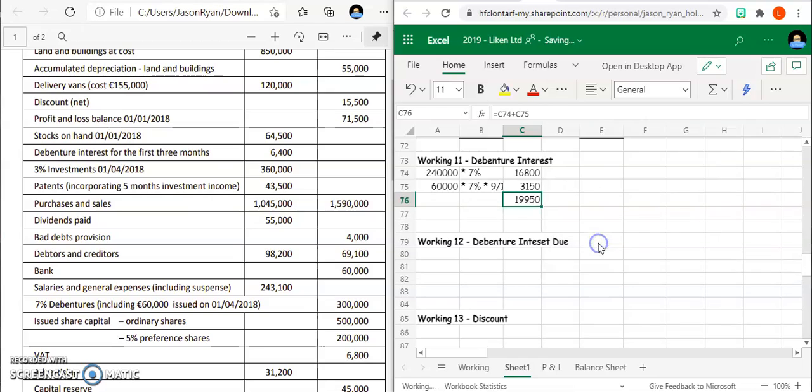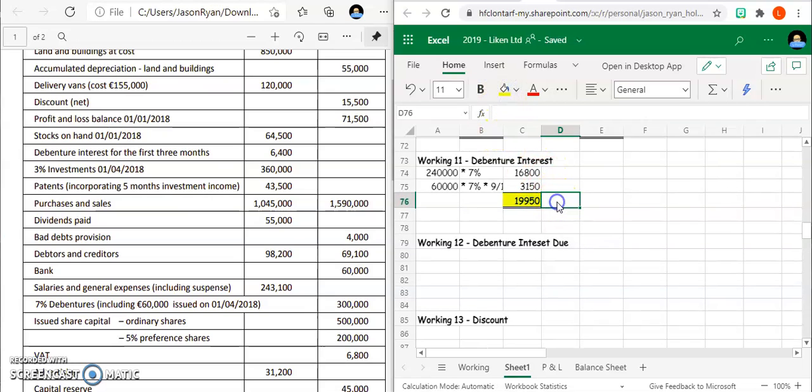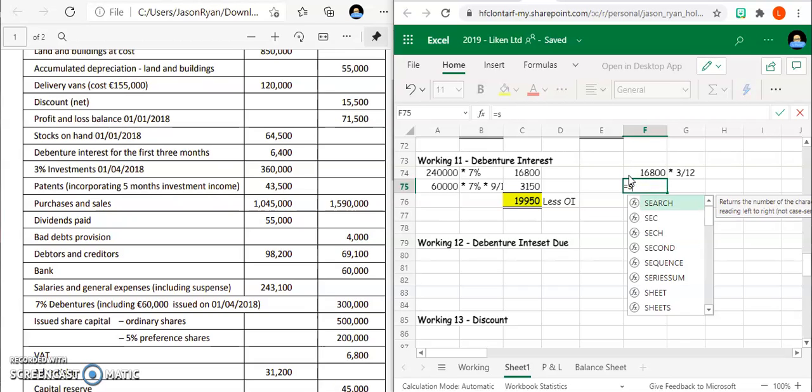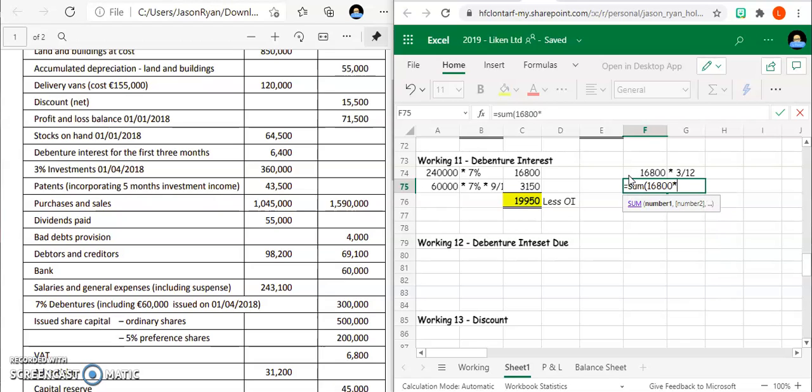That's going to be taken away from our operating income. Then we need to find out of that 16,800, because it's for the first 3 months of the year, how much should we have paid? So 16,800 multiplied by 3/12. We should have paid 4,200. We did pay 6,400. So it's a decrease, you've got a decrease there first.